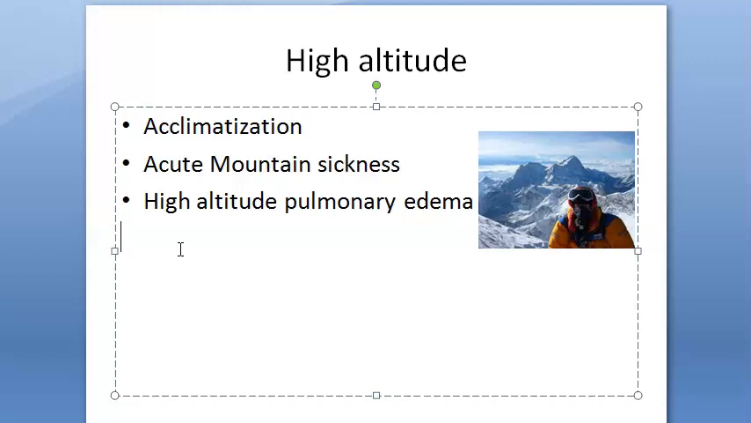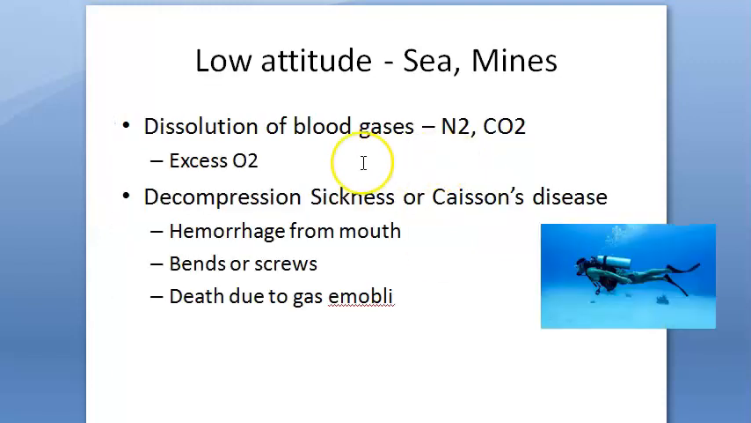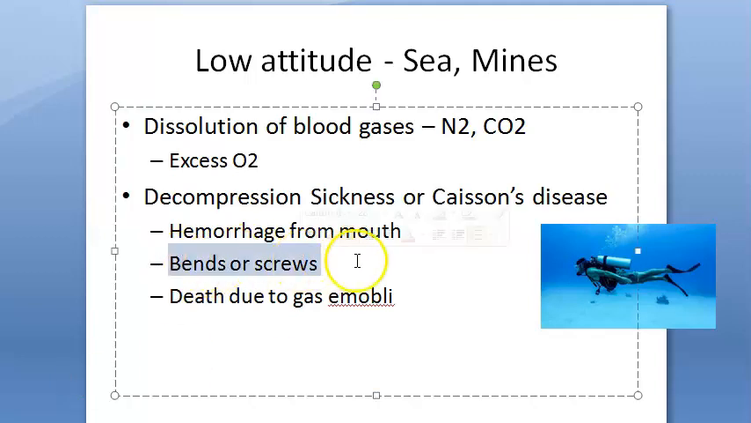Okay. Now when you go down into the sea, to catch fish and all, they'll go to see the fish and all. That's called scuba diving. So once they're done with the scuba diving, when they're coming up, they should come up slowly. Otherwise what will happen? Dissolution of blood gases, decompression sickness or Caisson's disease. Say Caisson disease. Bends or screws.